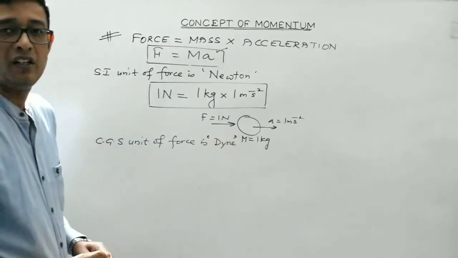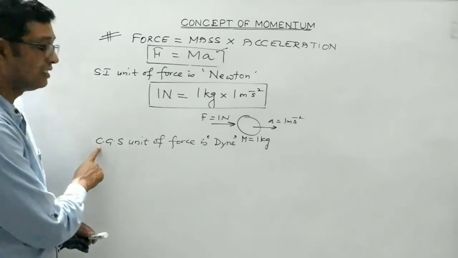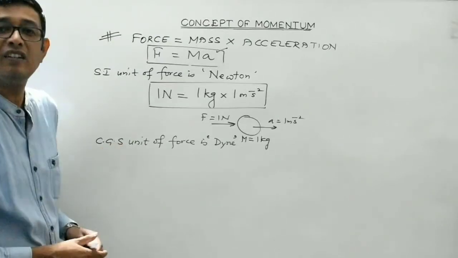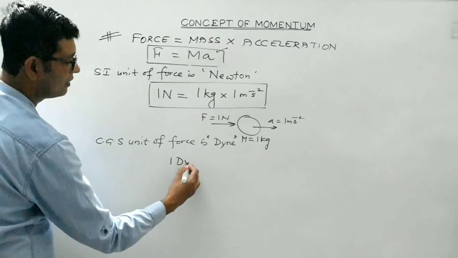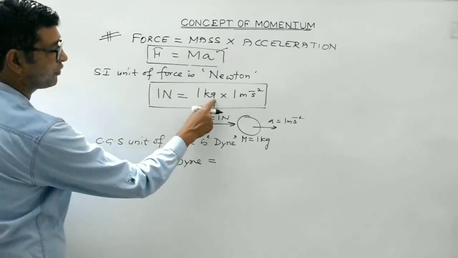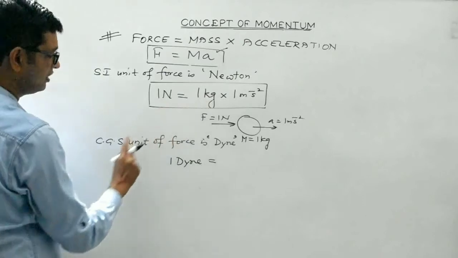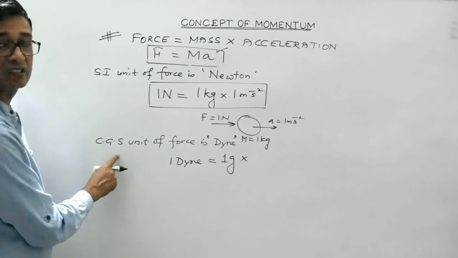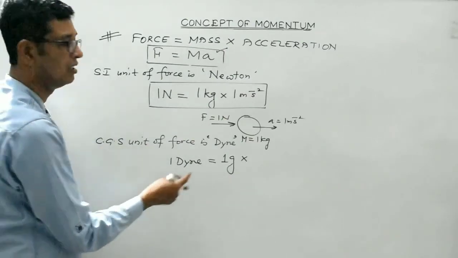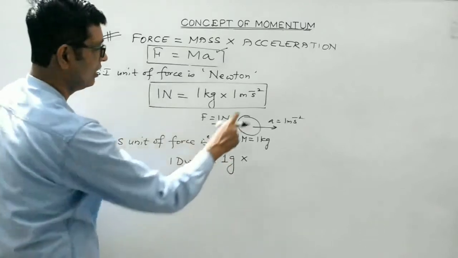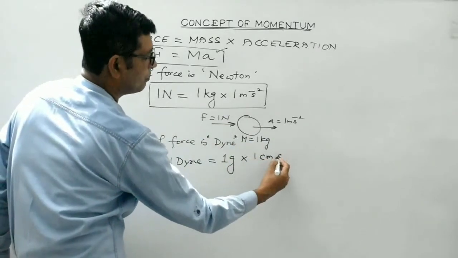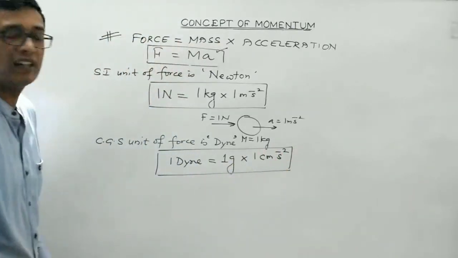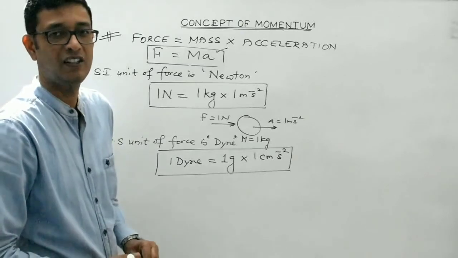CGS, as I've told you, is a system of unit in which the length is measured in centimeter, the mass is measured in gram, and the time is measured in second. So 1 dyne would be equal to, in place of kg, in SI mass is measured in kg, in CGS mass is measured in gram, so it will be 1 gram. And in place of meter, distance in CGS is measured in centimeter. Time in both these systems is measured in second only. So we get 1 centimeter per second square. So this is the CGS unit of force. 1 dyne is equal to 1 gram multiplied by 1 centimeter per second square.